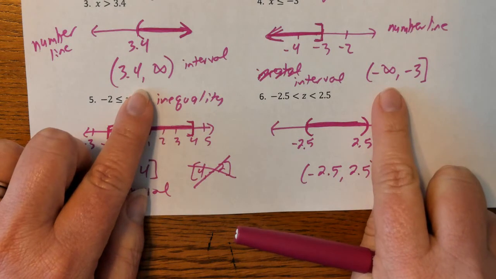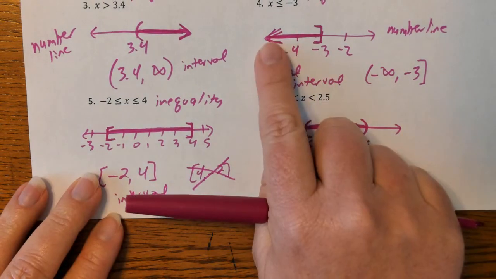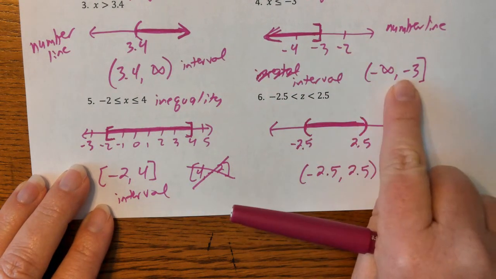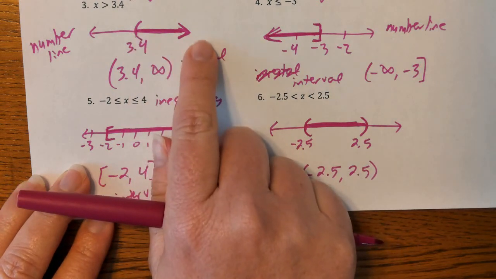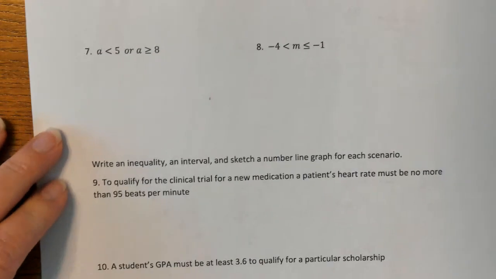Same idea when you have the infinity symbols. Since this one started at negative infinity, it is on the left, and negative 3 is on the right. This one started at 3.4 and went to positive infinity. Positive infinity is the big number. It's got to be on the right. If you reverse the order, it would be incorrect. Okay. A couple more here.